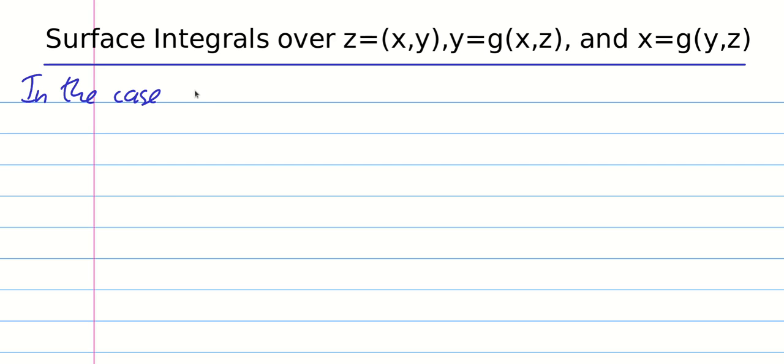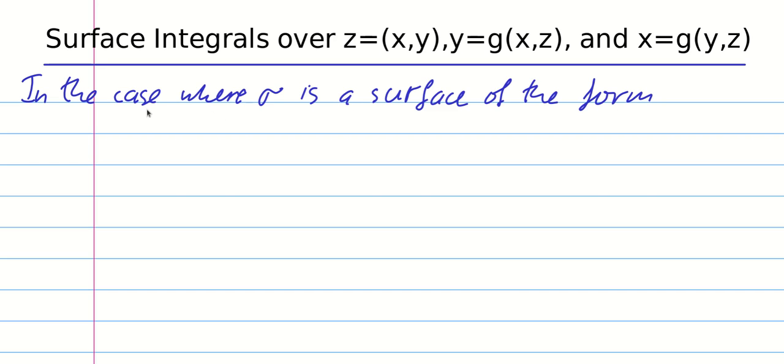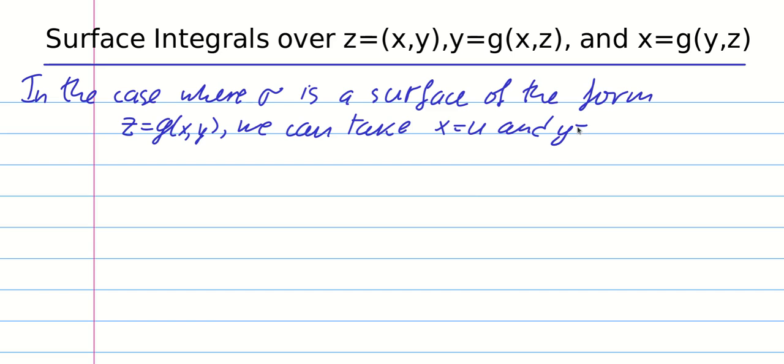So in the case where our sigma is a surface given by an R function, a surface of the form z equals g of x y, what we can do is take x to be equal to u and y equal to v. So instead of u and v, we can use x and y.